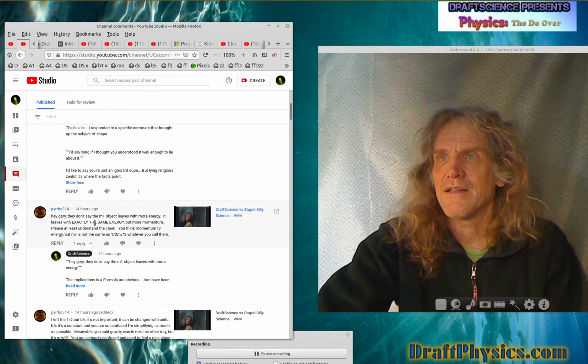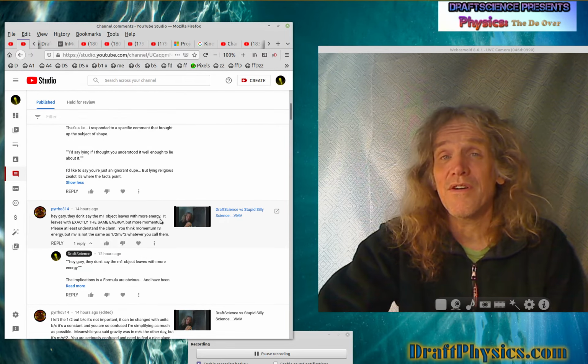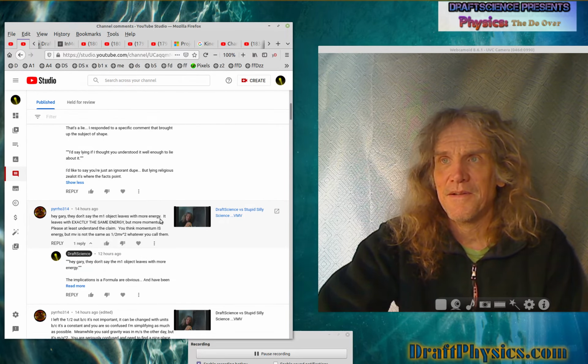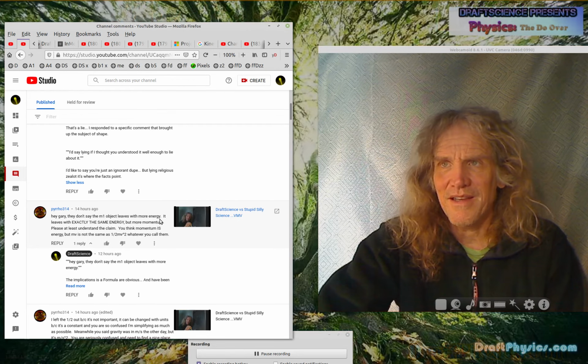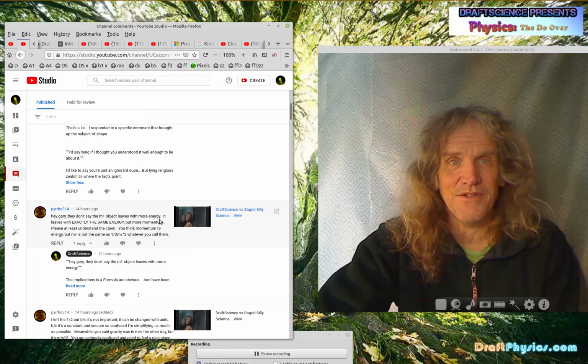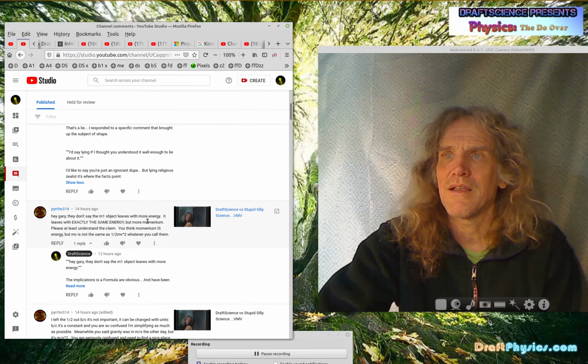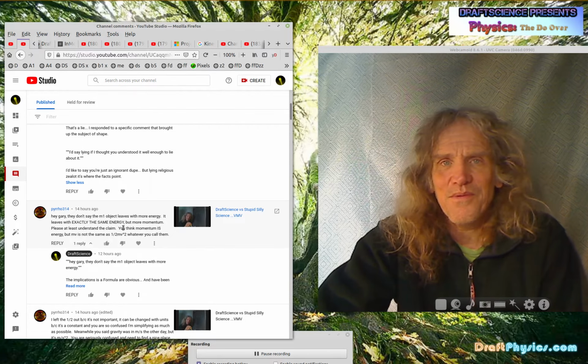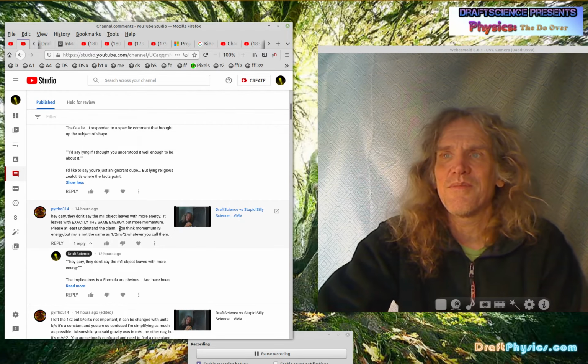Hey Gary, I didn't say the M1 object leaves with more energy. So this is overtly what the formula says. So what's the point, right? I didn't say it, but yes, of course all the other physicists are saying it. Okay, it leaves with exactly the same energy. Again, what even context could this be in?